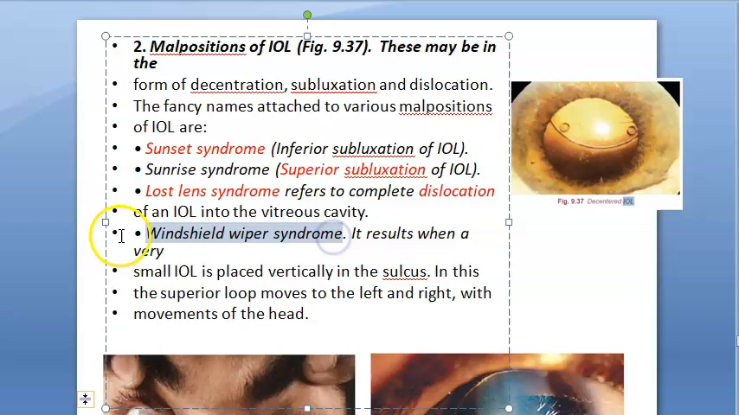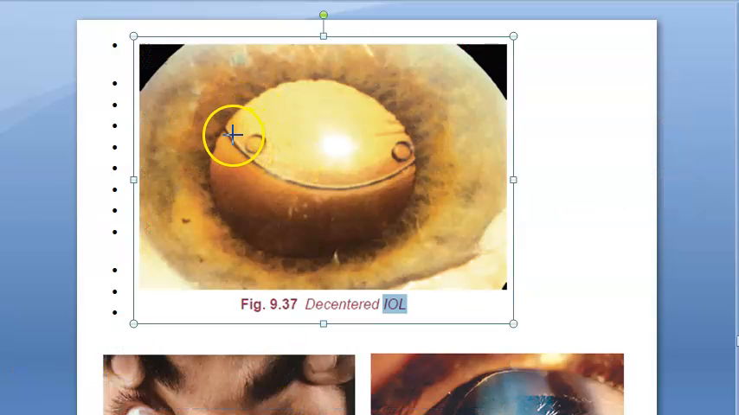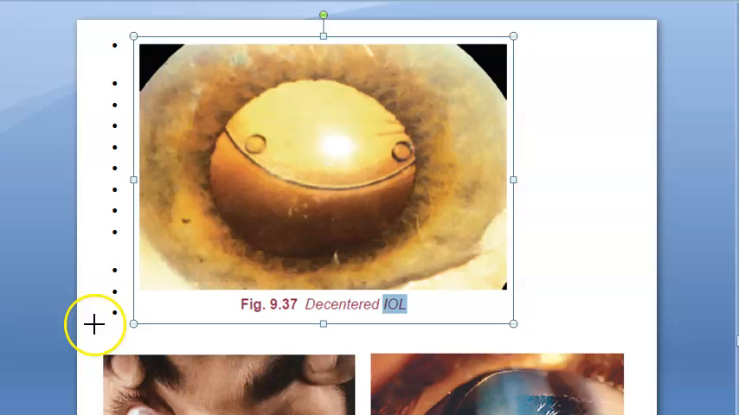Windshield wiper syndrome occurs with a very small IOL if it is placed vertically in the sulcus. Whenever that person moves his head, the superior loop moves left and right. So that will be like windshield wiper syndrome. Look at this, guys. Decentered IOL. Definitely we can see the IOL here, right? That is the margin, it looks like. Decentered IOL. It went off from the center.